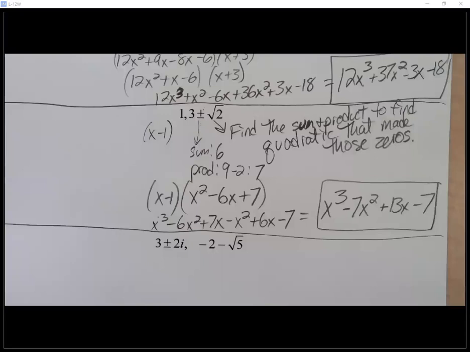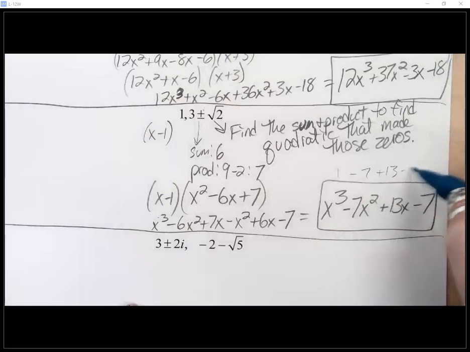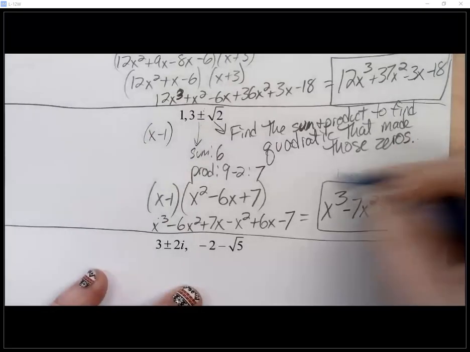And don't forget, you can check this answer. It would be kind of a nightmare to check the 3 plus root 2, but you have a 1, right? You can plug 1 in so easily. Just see if it works, right? That'd be 1 minus 7 plus 13 minus 7. Does it work? Yep. Isn't that really 0? And that took like 3 seconds. But now I'm fairly confident that I did that right.